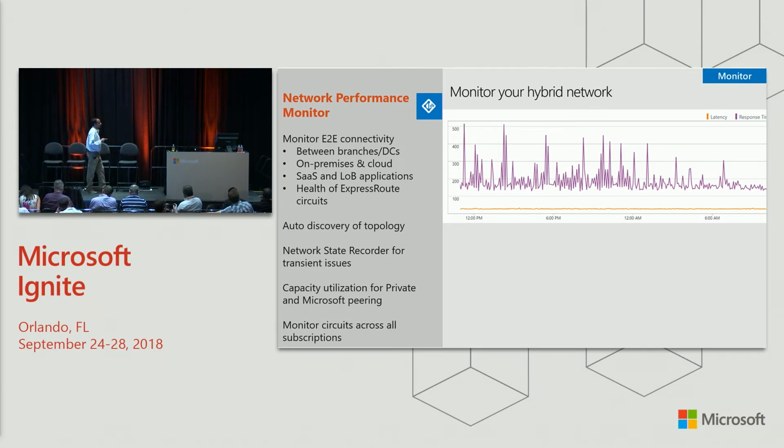So the top line, the purple line that you see, the line with a lot of spikes, that's the application response time. And the orange line below is the network latency graph. As you can see, the network latency is fairly constant, whereas the application response time is spiky. So in this particular case, the network is not the problem. It's an application issue. The performance degradation is due to an application.